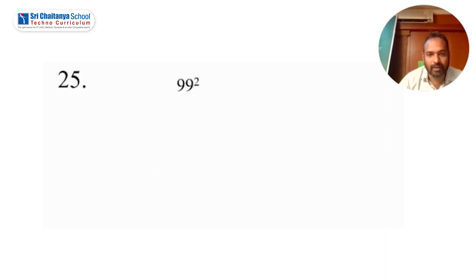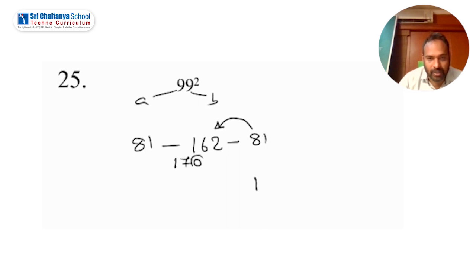Now 99 square. A and B. What's the value of 9 square? 81. 2AB, 2 into 9 into 9, which is 162. 9 square 81. So 1. Carry forward 8 here. 162 plus 8. What's the value? 170. What is the number in the unit digit here?